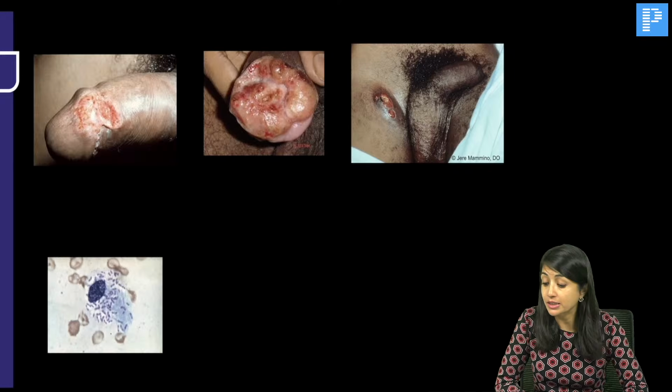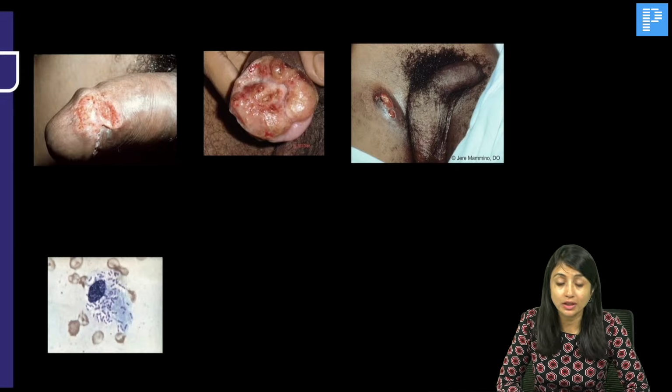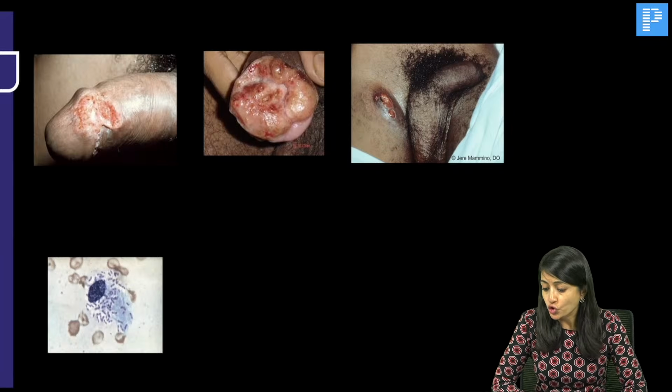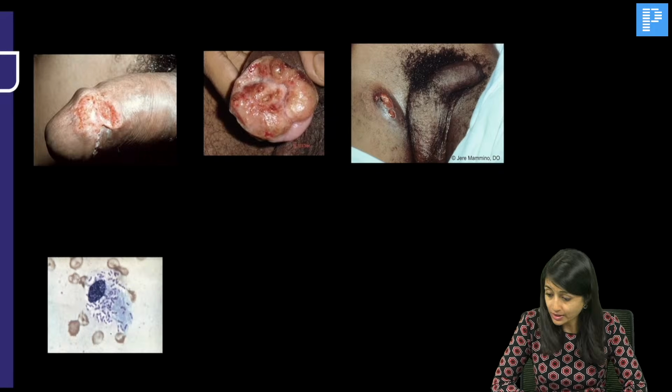Yes, please read the kits also. I do not think I have an image of the kits and I do not have time to discuss the kits because there are more images to show to you. Okay, yes, so it is not LGV.